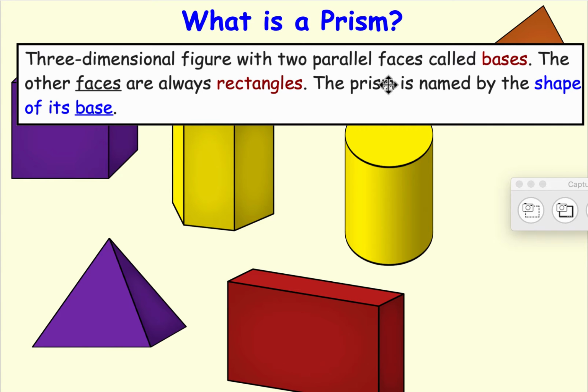They have to have two parallel faces, which are basically their surfaces. And those faces are called the bases, like in baseball. All the other faces or surfaces are always going to be rectangles. But the prism's name is going to be the specific name based on the shape of its two bases.